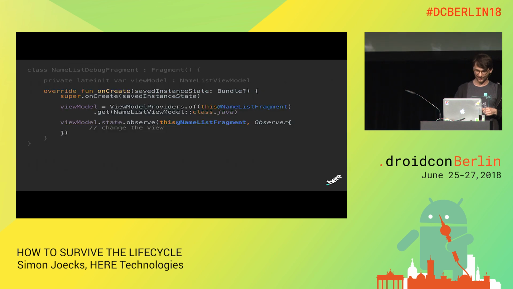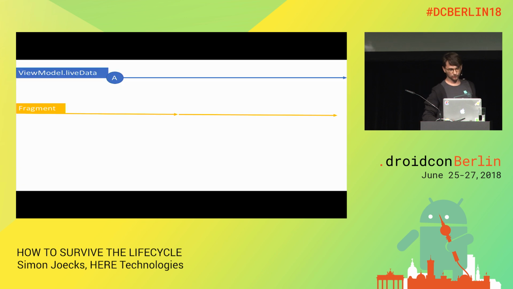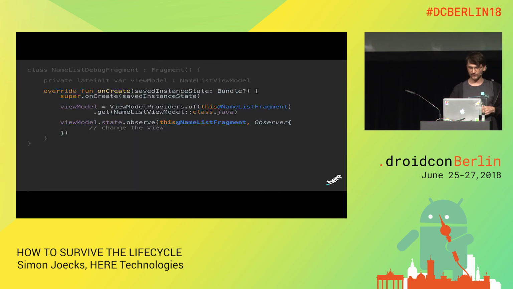This helped us to do simple setups like this. In onCreate on the fragment, you could just get the view model, and then from the view model, with the fragment's lifecycle, you would observe the changes on the view model, and then you get delivered this object B.